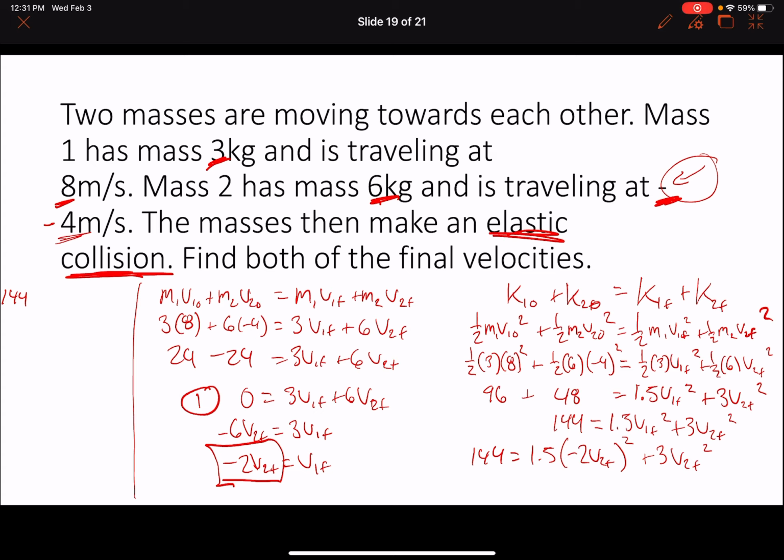So if you remember, if I have some number a times b squared, it's the same thing as a squared times b squared. We can distribute the squared to both the terms. And so let's do negative 2 squared. Negative 2 squared times 1.5 is just 4. And then V2 squared is just this. So that's what that looks like. We get a V2F squared there, 4 V2F squared.